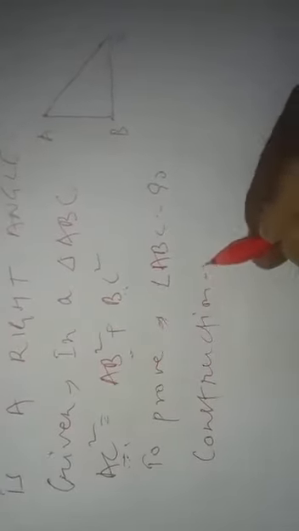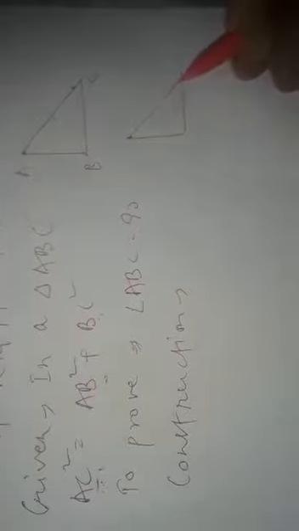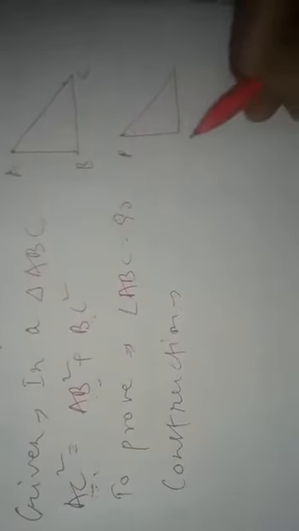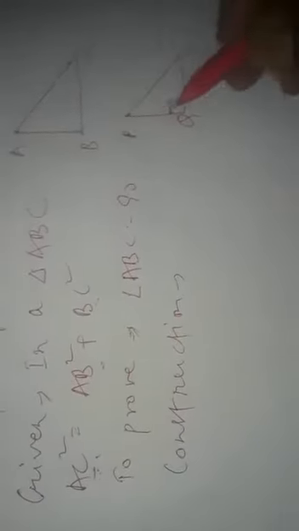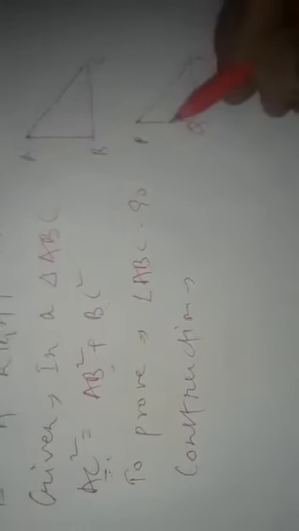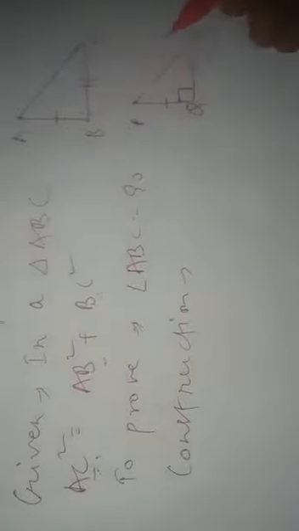Now, what construction do we require? We will take another triangle which will be a right angle triangle PQR, in which angle Q is a right angle. But this right triangle PQR will have PQ equal to AB and QR equal to BC.